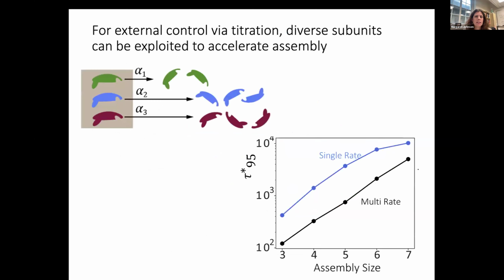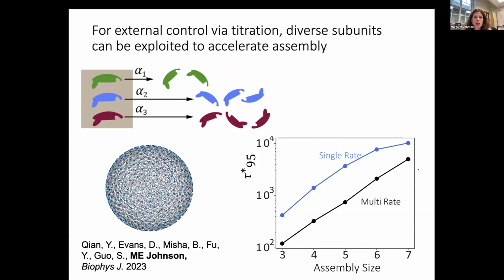Okay, and then the last thing I want to say about this part of the talk is that if biology gives you an assembly and you want to get it to assemble efficiently, you can control the concentrations as a function of time, and that's what I'm showing here. We call it the titration protocol. If you have diverse subunits, you can use a different rate for each subunit. And then again, this can allow you to assemble the system even faster.